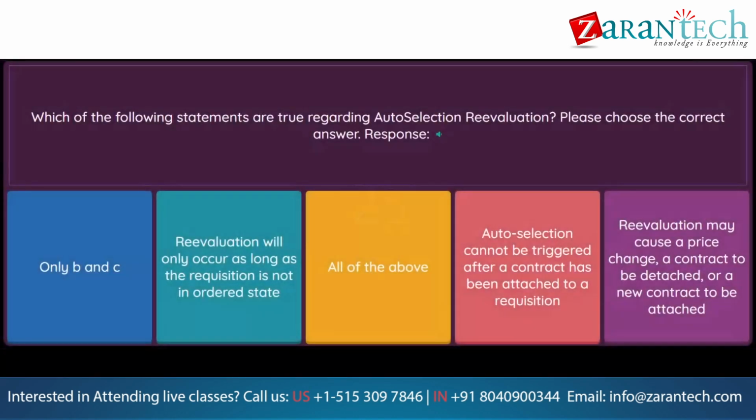Question: which of the following statements are true regarding auto-selection re-evaluation? Please choose the correct answer. Response. Option 1 Only B and C. Option 2 Re-evaluation will only occur as long as the requisition is not in ordered state. Option 3 All of the above. Option 4 Auto-selection cannot be triggered after a contract has been attached to a requisition. Option 5 Re-evaluation may cause a price change, a contract to be detached, or a new contract to be attached.